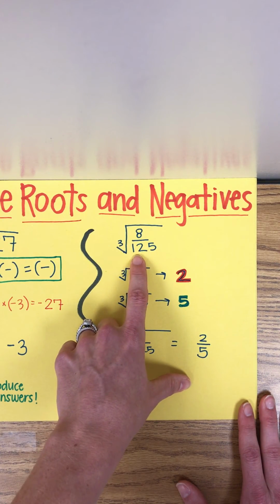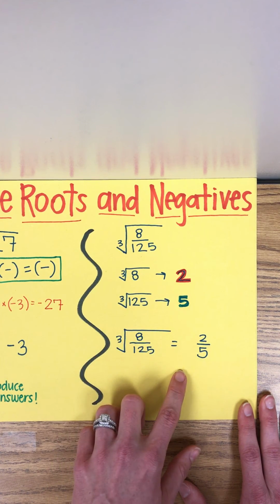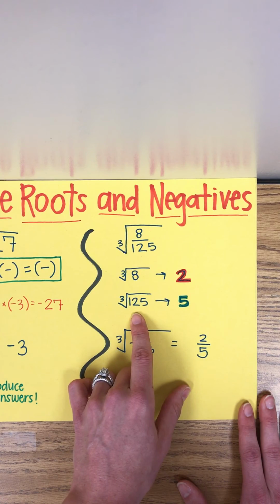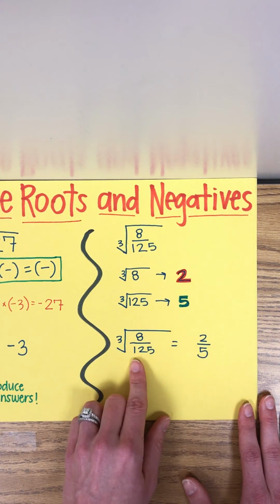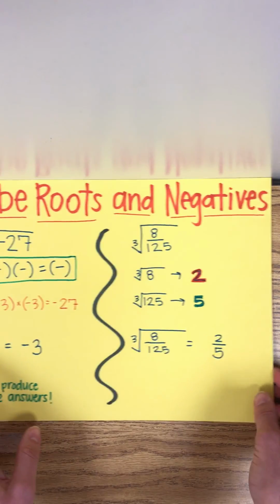You're still finding the cube root of the top number and the bottom number separately and then putting it together at the end. The cube root of 8 is 2. The cube root of 125 is 5. So the cube root of 8/125 is equal to 2/5.